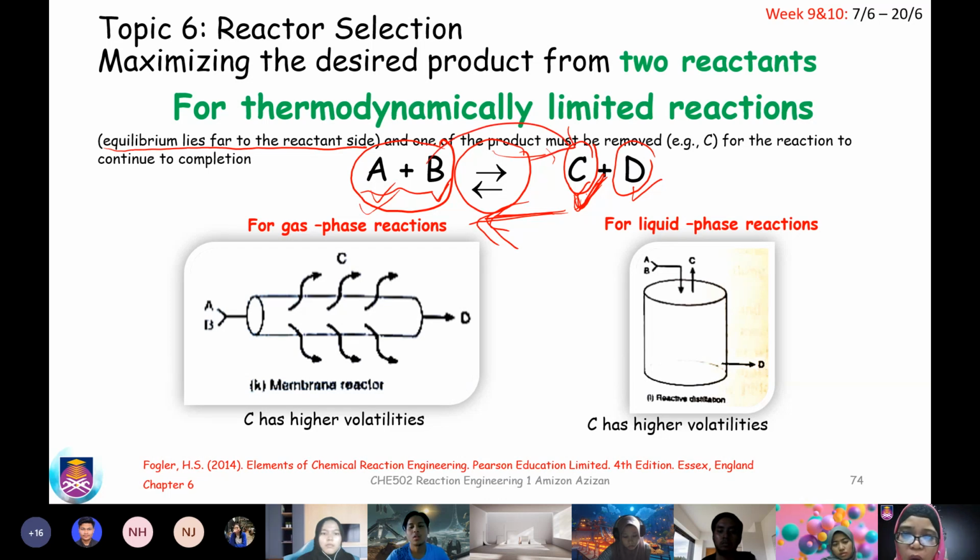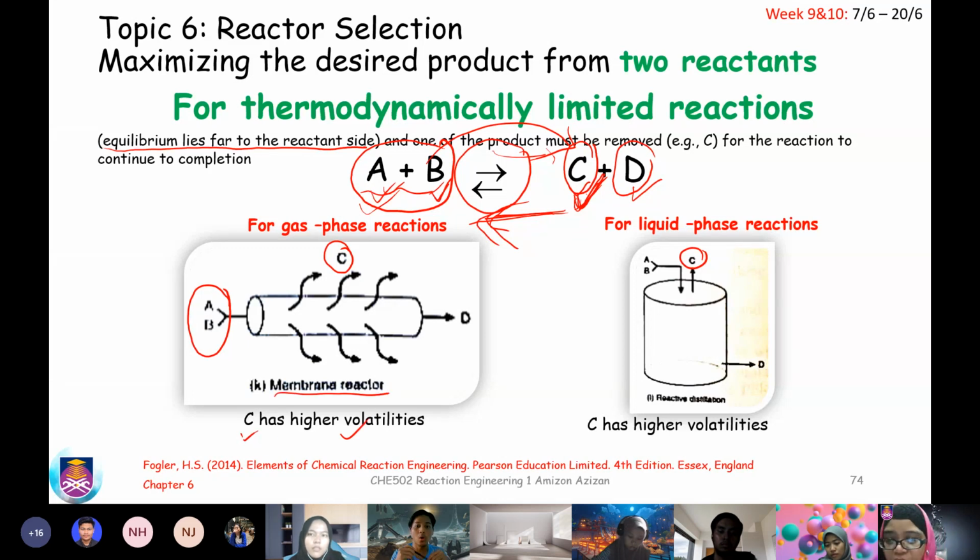So to allow more of A and B to be used up or consumed, one way is to take out the C, so that the reaction goes in the forward direction, consuming A and B in the reaction. So this is what it means. It is applicable when C has high volatility.